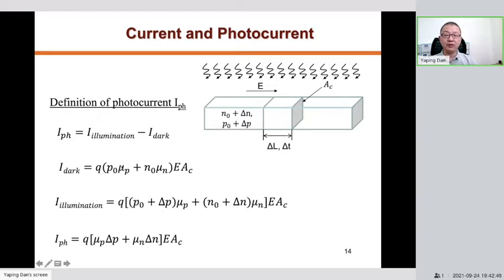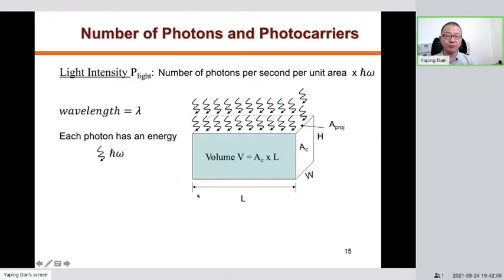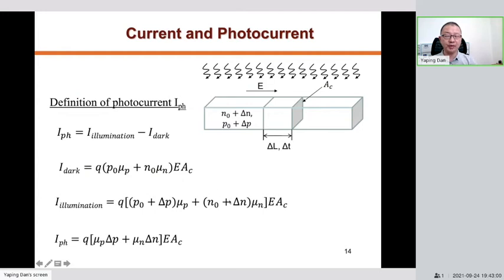So in the end we plug these two equations back to here, and we can cancel P0 and N0. That's what we get for the photocurrent. The photocurrent is written as q times the hole mobility times excess holes, plus the electron mobility times excess electrons, times the electric field intensity, times the cross-section area. So that is the photocurrent.